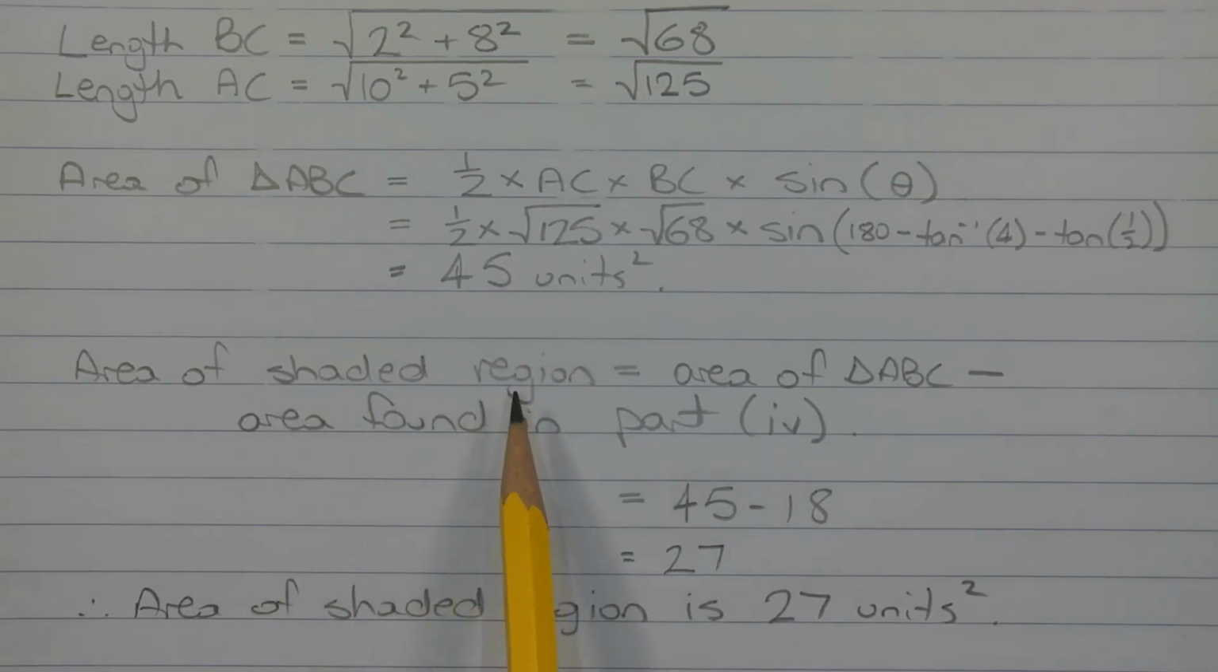So the area of the shaded region is equal to the area of triangle ABC minus the area that we found in part 4, which was 18 square units. So that equals 45 minus 18, which equals 27. Therefore, the area of the shaded region is 27 square units.